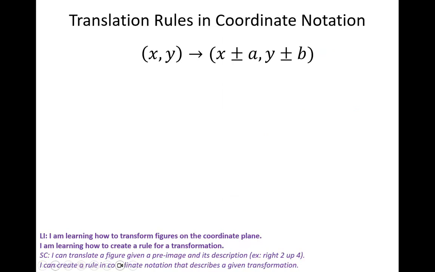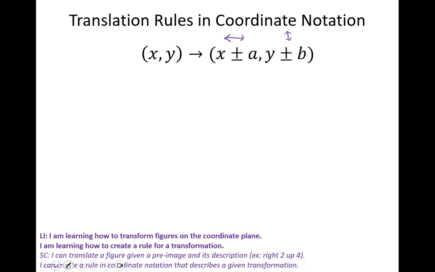All right. The rules that we use in coordinate notation look like this. And let me just explain this business. So we start with our point (x, y), and it turns into the x here plus or minus a. The plus or minus part has to do with what direction we're going. Plus would be going to the right, minus would be going to the left, because x is our left-right situation. And then we have y, plus or minus b. Plus is up and minus is down.